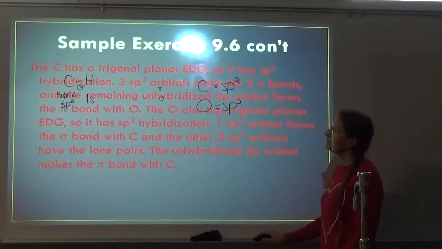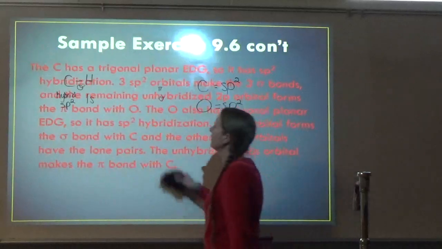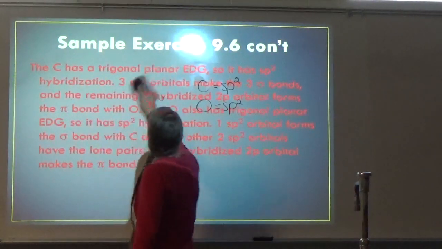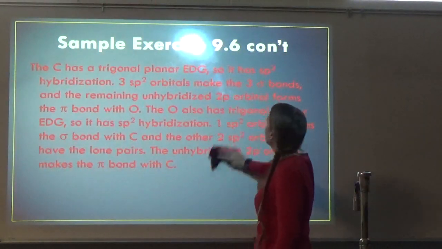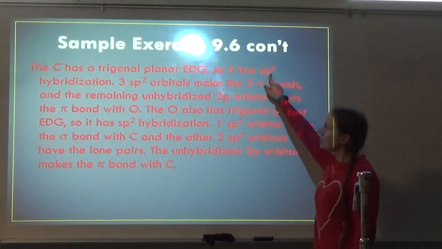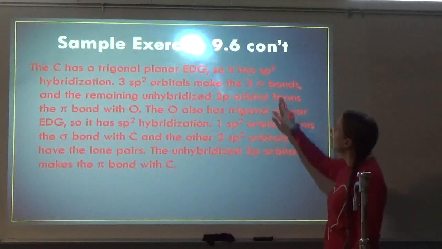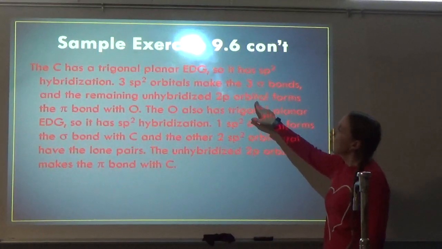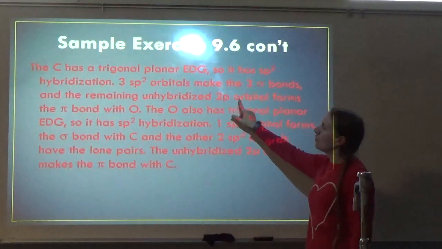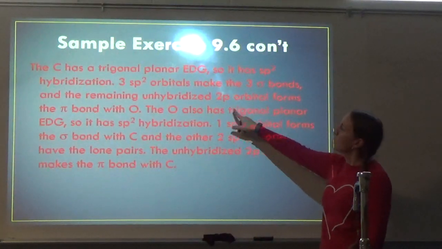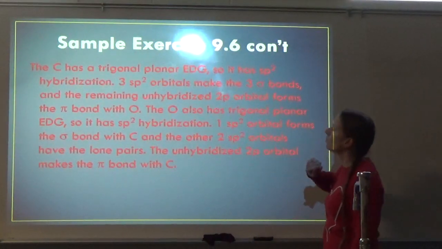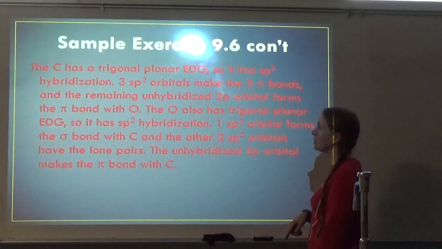Okay, but I'm going to have to click because I just went on this one. So then I wrote the C has a trigonal planar electron domain geometry, so it has sp2 hybridization. Okay, said that. So 3 sp2 hybrid orbitals make the 3 sigma bonds. The remaining, so this part I didn't say in all my little chicken scratch a second ago, the remaining unhybridized 2p orbitals will form that pi bond with oxygen.